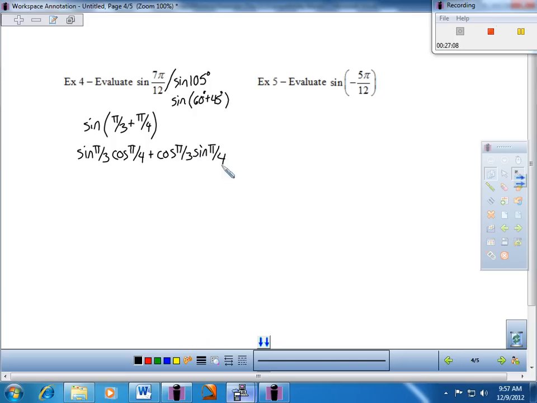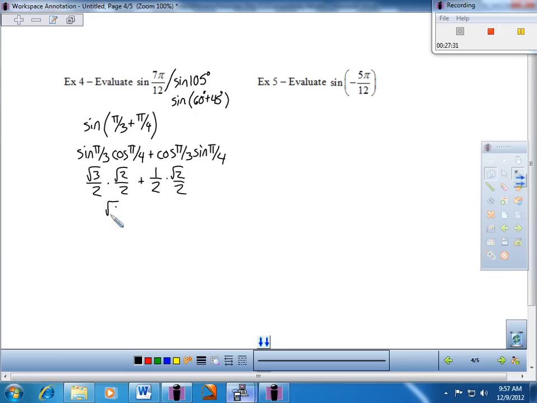Okay. Now these we just run with, everybody. So root 3 over 2. Cosine of pi over 4, of course, root 2 over 2. Plus in between. Cosine of pi over 3, 1/2. Sine of pi over 4, root 2 over 2.